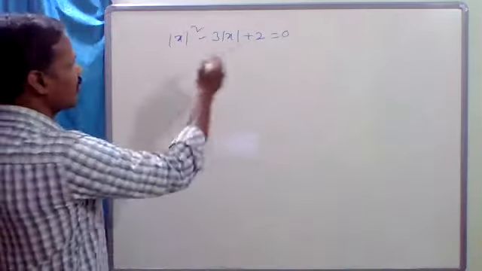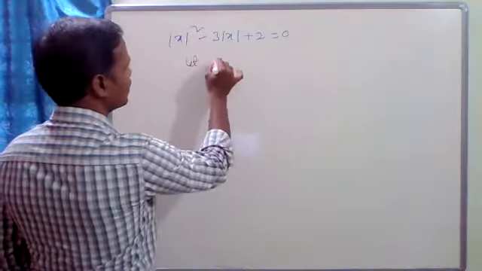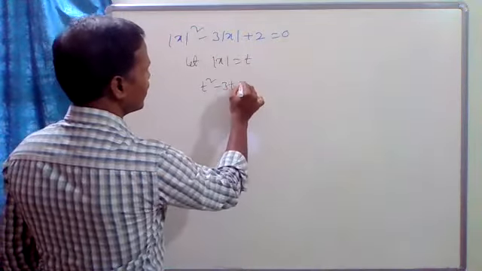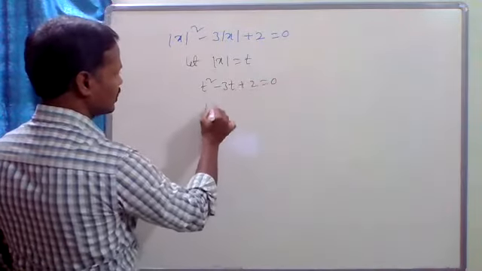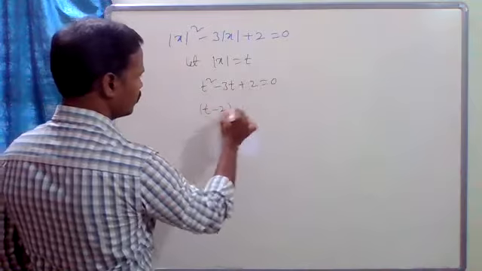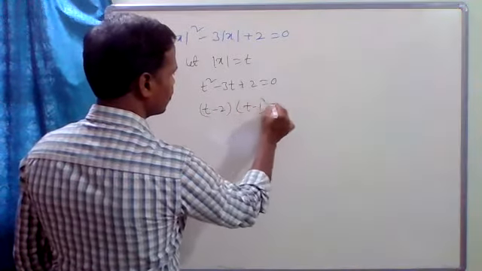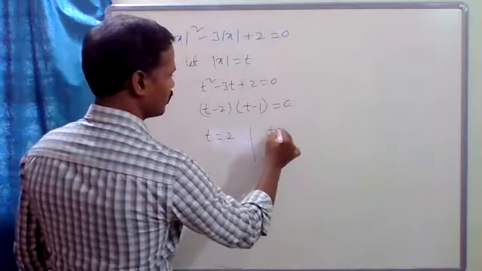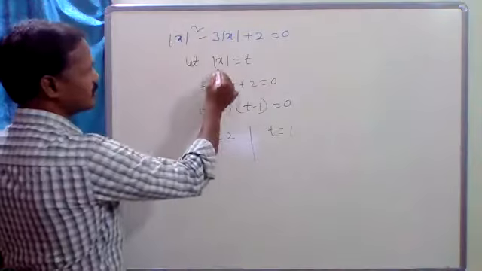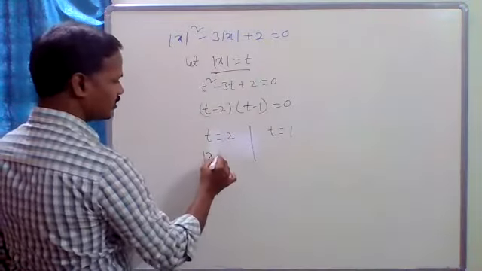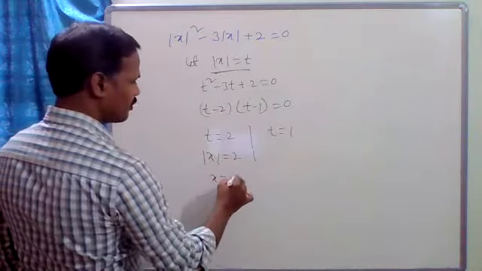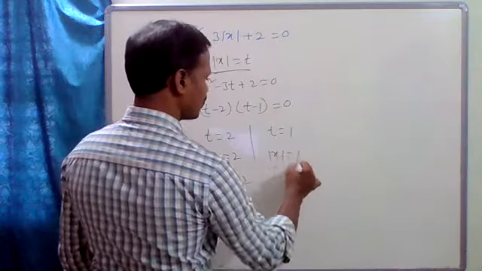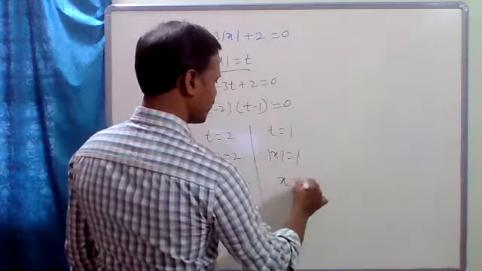Okay, so let me check. Let mod x equal to t. So t square minus 3t plus 2 equal to 0. So this is (t minus 2)(t minus 1) equal to 0. So t equal to 2 and t equal to 1. t means mod x. So mod x equal to 2, so x equal to plus or minus 2. Here mod x equal to 1, so x equal to plus or minus 1.